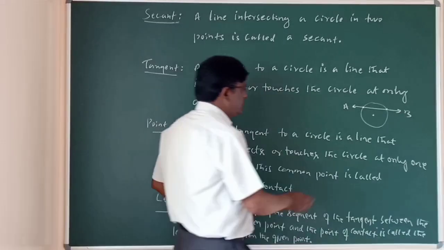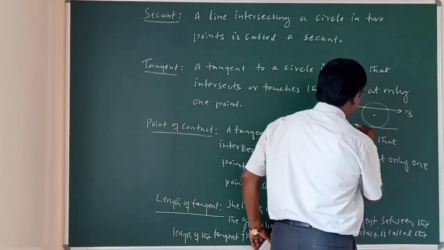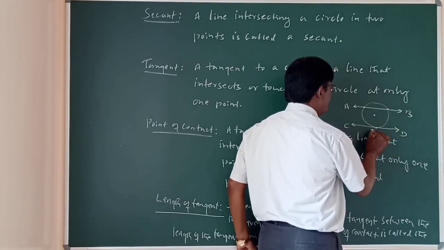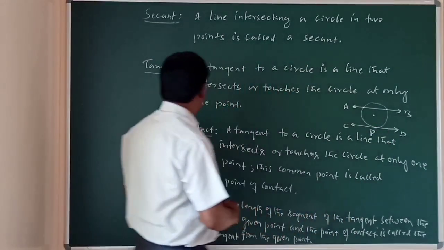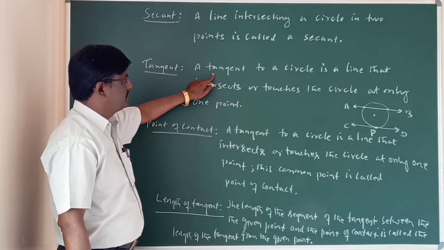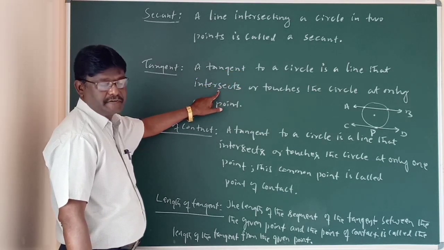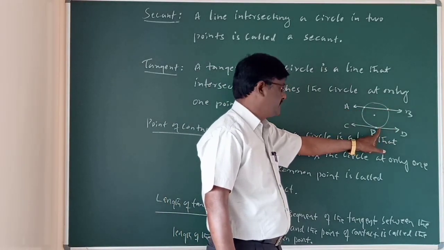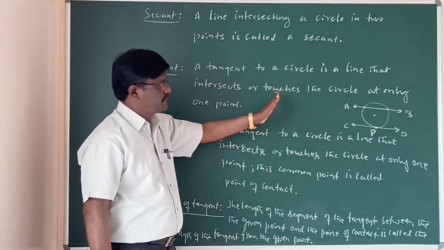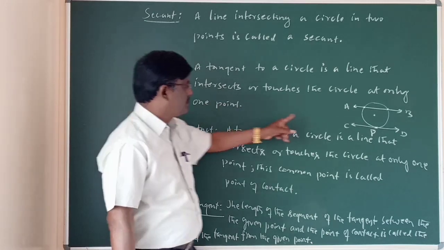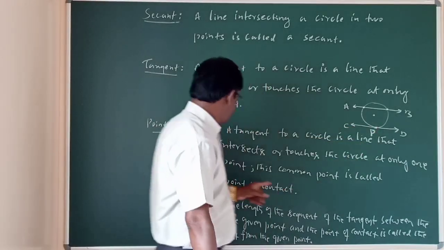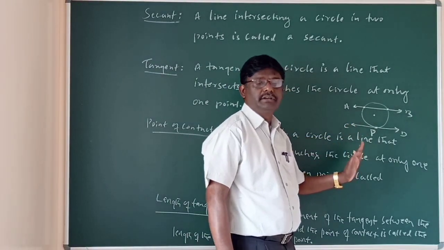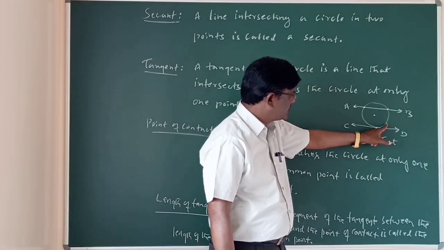Next, tangent. Already we discussed. A line that touches the circle at one and only one point, that we say tangent. A tangent to a circle is a line that intersects, here intersection means need not be 2 points, even at 1 point, or let us say touches the circle at only 1 point. Which is that point here? P. What do you call that point? Point of contact. So what is point of contact? It is nothing but the common point between the circle and tangent.